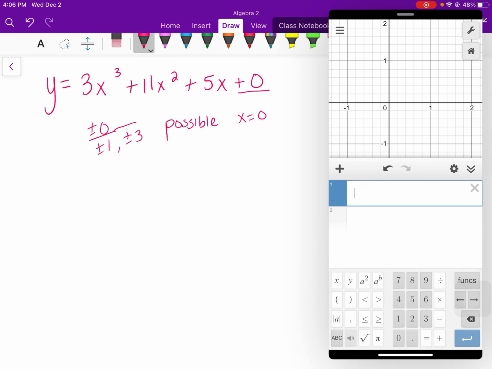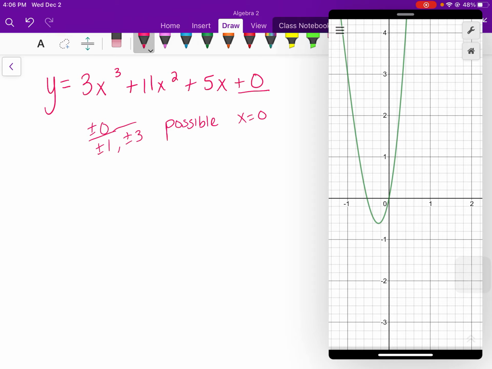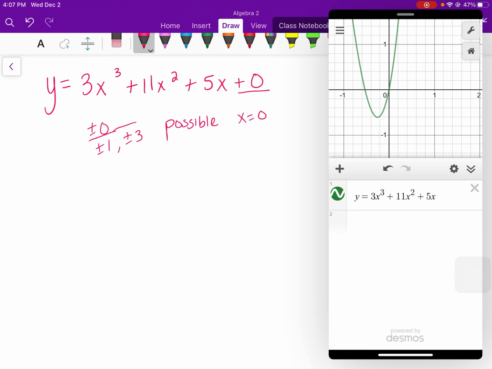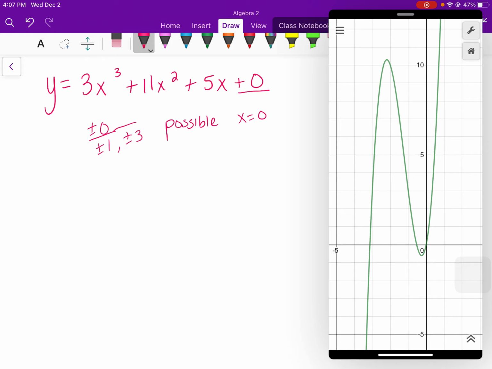So let's look at what this looks like in Desmos. So y equals 3x to the 3rd plus 11x squared plus 5x. Okay, so this is cubic. I must have entered something wrong because that doesn't look cubic. Undo that. Okay, let's zoom out a little bit. Oh, there we go. I was only seeing the one parabola, and I was like, that's not cubic, because that would be quadratic or quartic.